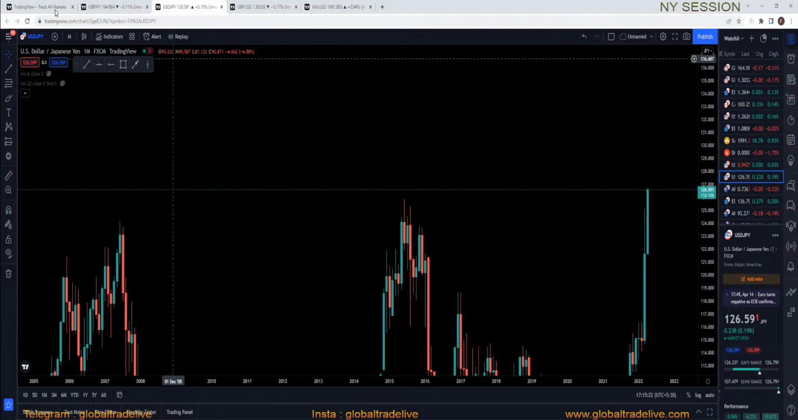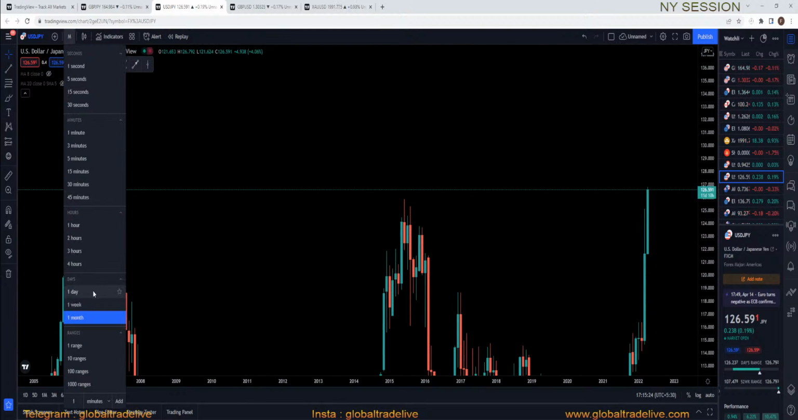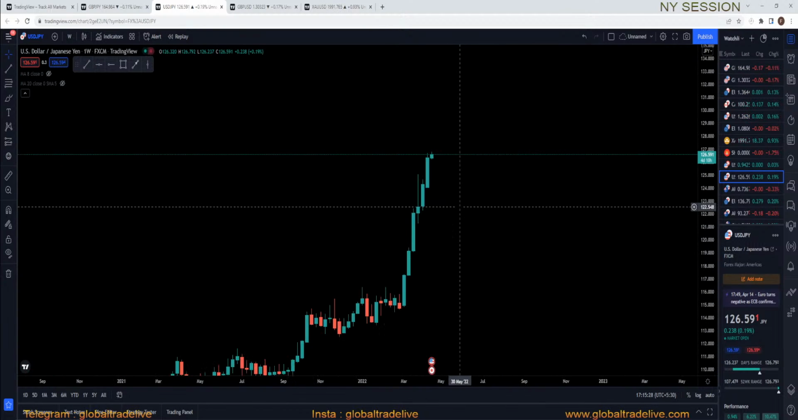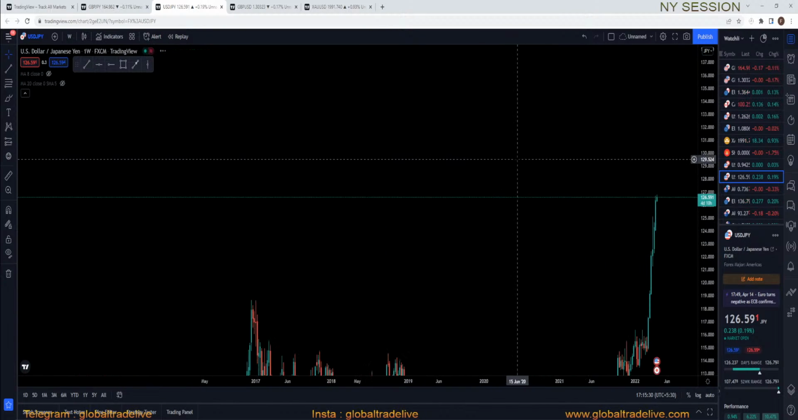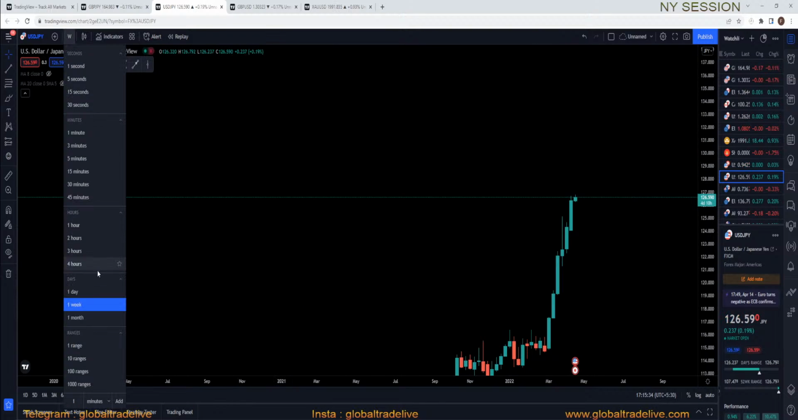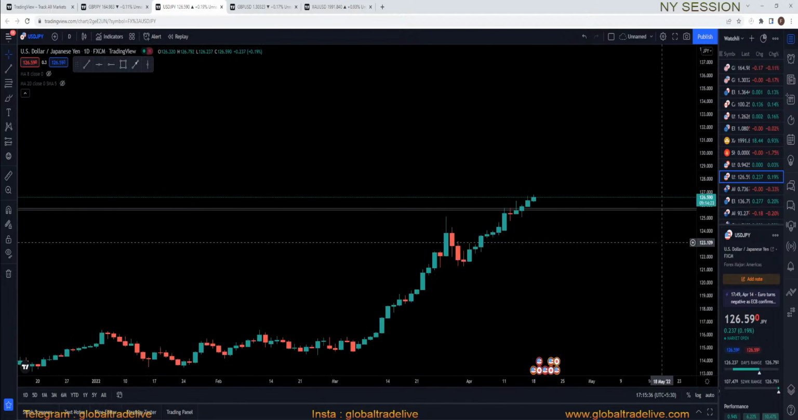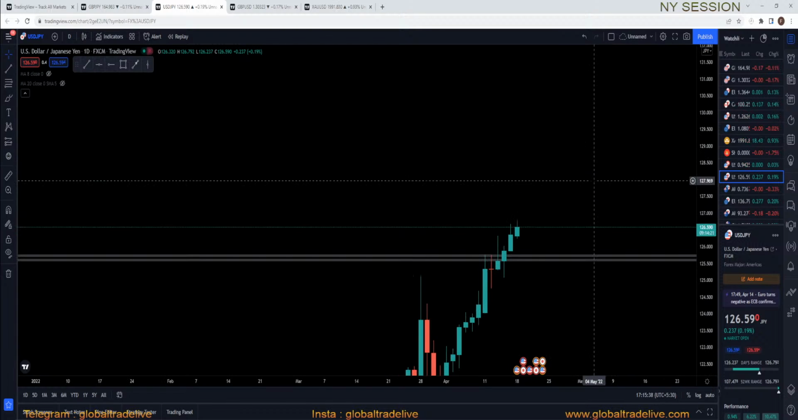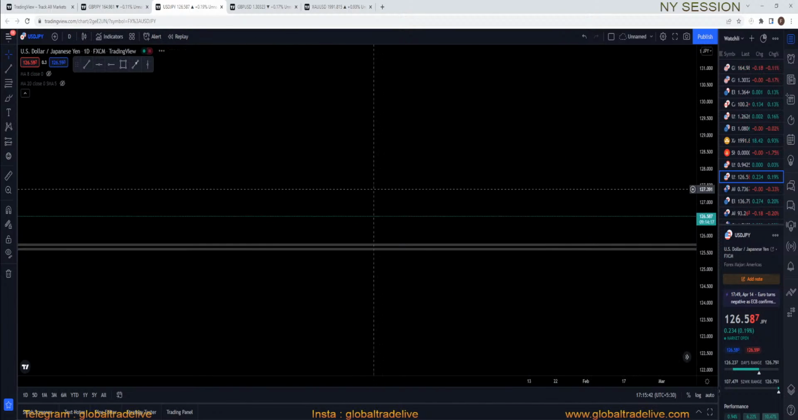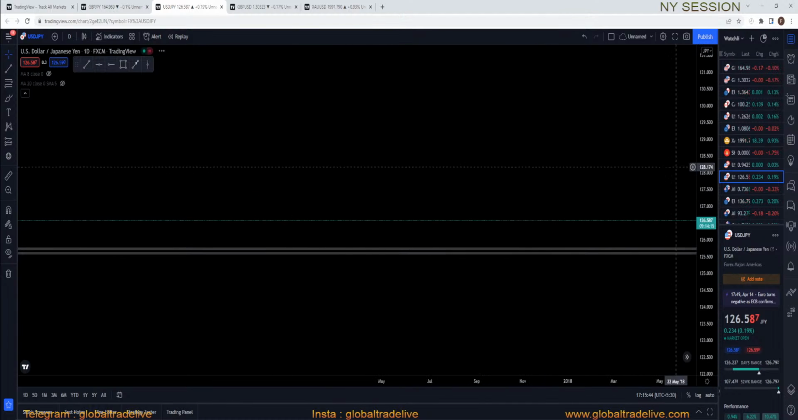I'm not going to talk about the monthly much, because the monthly is totally bullish. If weekly is also totally bullish, we need a retracement. That's really necessary for USD JPY to move up. But yes, we can talk about the daily. If you look on the left, let's have a look over here.